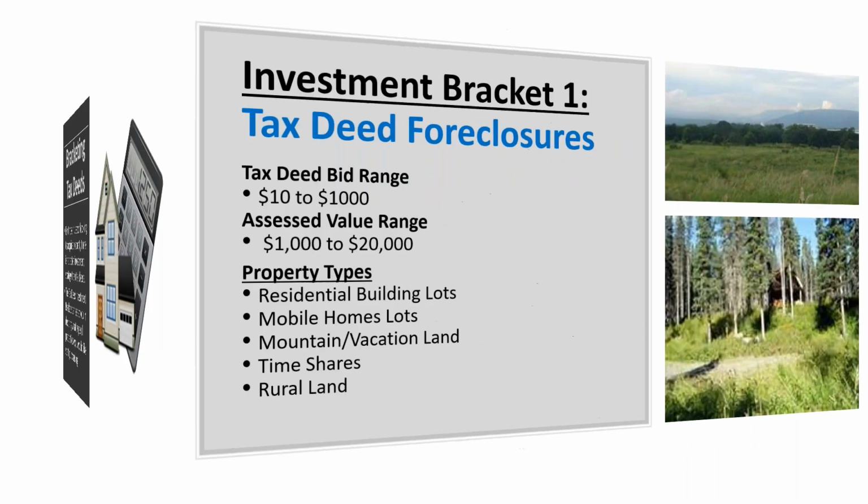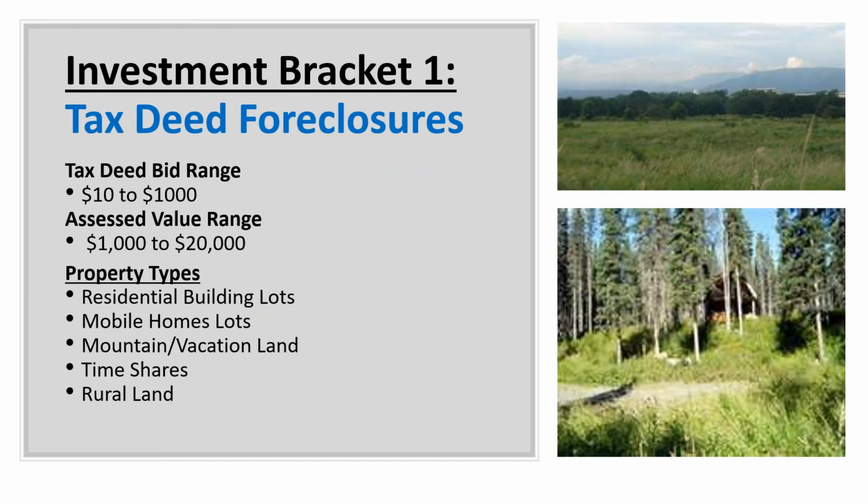So the first bracket range there for the deeds is going to be the $10 to $1,000 range. It's kind of the opening range here. And these are going to be properties that are valued anywhere between $1,000 up to as high as $20,000. These can include residential building lots, mobile homes, rural land, large lots, different things like that. In fact, with our coaching students, we help them get started in this bracket to begin with, getting practice doing deals before going on to the bigger brackets.